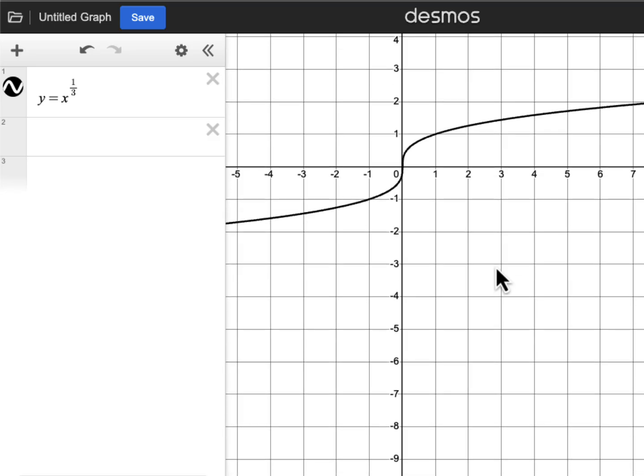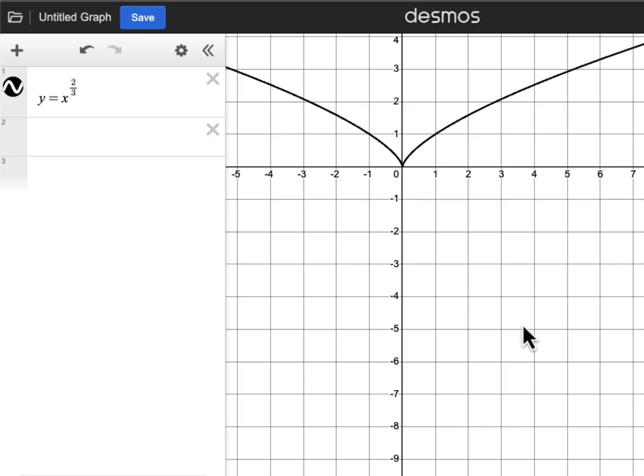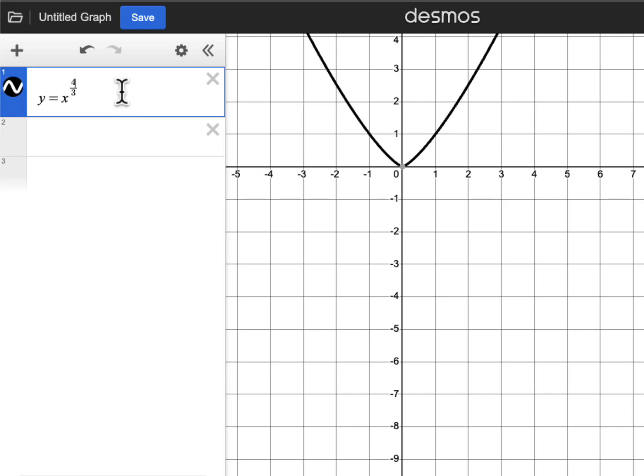Here's a graph of x to the 1/3. It's continuous everywhere, but is not differentiable at x equals 0 because at x equals 0, the tangent line would be vertical. Here's a graph of x to the 2/3. Its derivative will also be undefined at 0, and the reason this time is because of a sharp corner. If my power of 4/3 is more than 1, this function will be differentiable at x equals 0. We'll have a smooth transition through the origin.